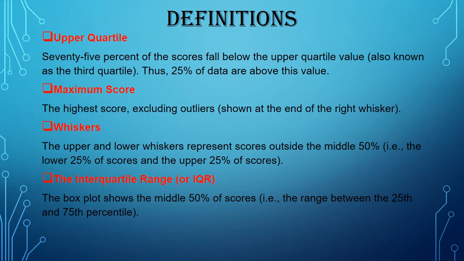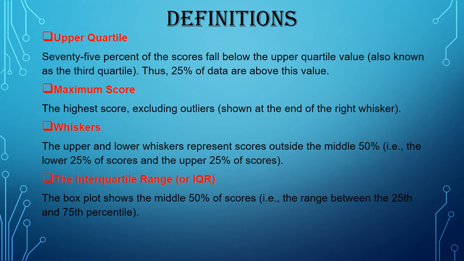Upper quartile. 75% of the scores fall below the upper quartile value, also known as the third quartile. Thus, 25% of data are above this value. Maximum score. The highest score, excluding outliers, shown at the end of the right whisker.